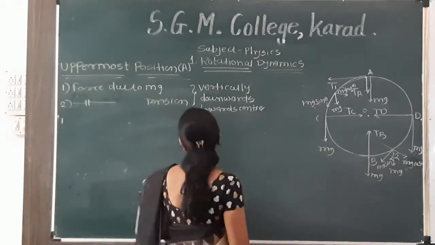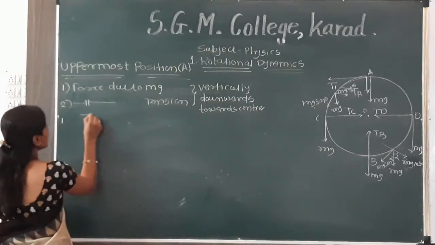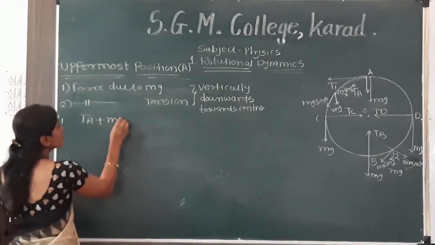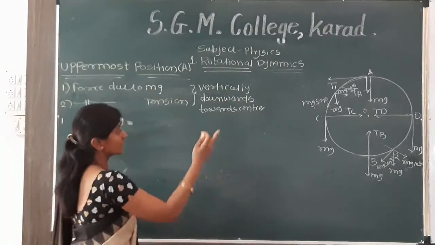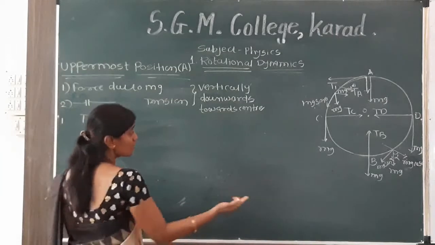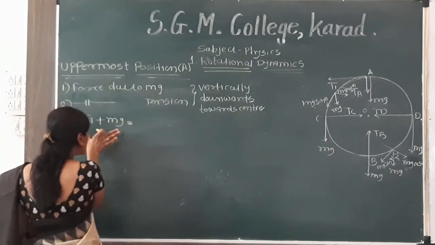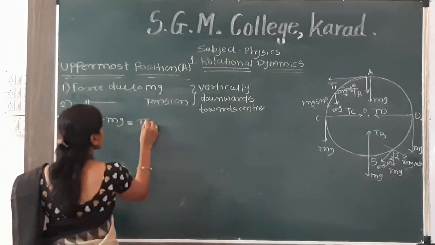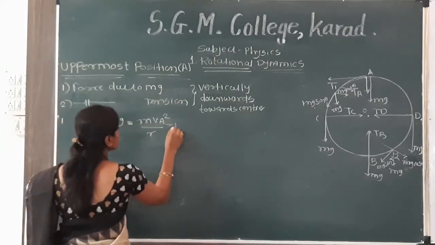By that information, we can write the equation for that. The force at point A, the tension Ta, plus the force due to weight mg, both give a centripetal force. That centripetal force helps the bob perform the vertical circular motion. So these two forces give the resultant centripetal force. So Ta plus mg equals m Va square divided by r. This is our first equation.